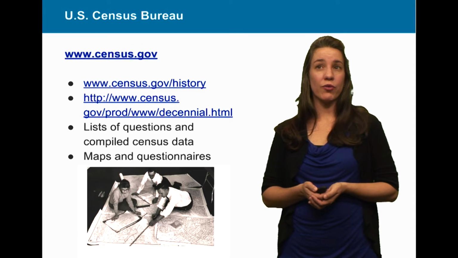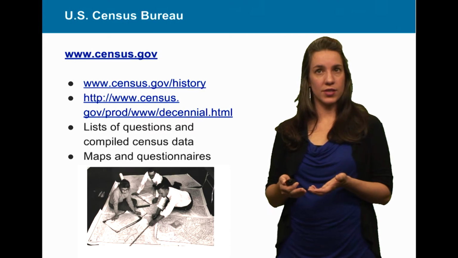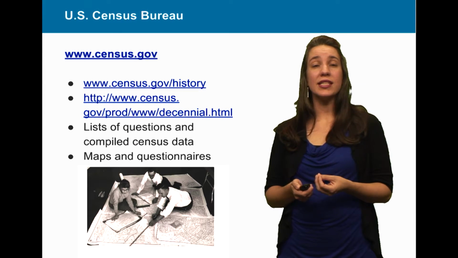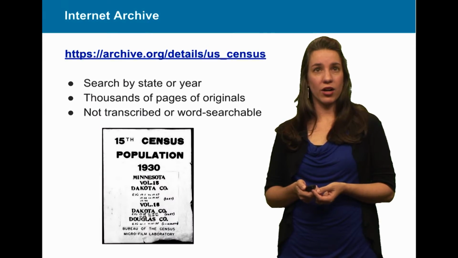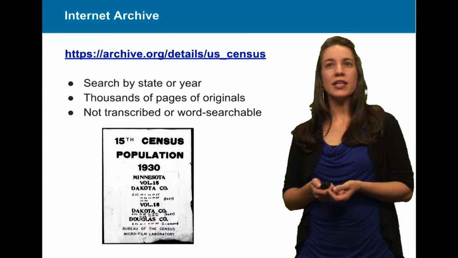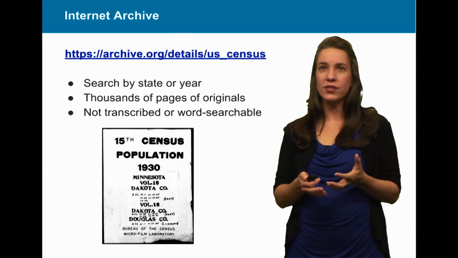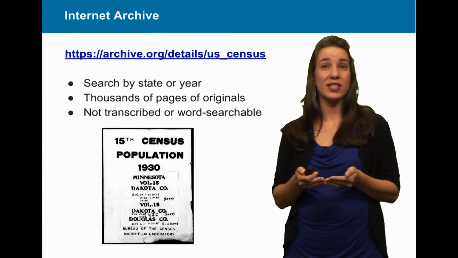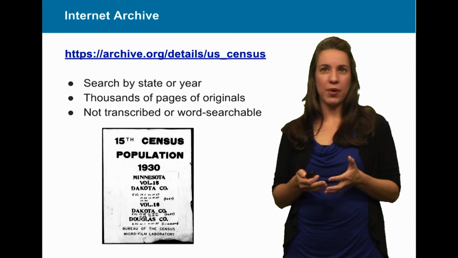This is the Federal Census Bureau with all the information from 1790 to 2010. You can see the lists of questions and compiled census data, as well as things like maps and questionnaires. The Internet Archive is a very interesting place to get information from the census because you can search by state or year. It's not a robust search engine, but there are thousands and thousands of pages of original census data. So they're not transcribed or word searchable, but it's very impactful to see the original page of the census.